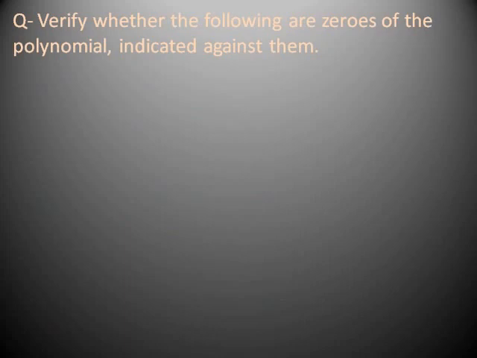So we have the first question: p(x) equals (x plus 1) multiplied by (x minus 2), where x is equal to minus 1 or 2. That means the values of x, minus 1 and 2, are given, and we have to check whether minus 1 and 2 are the zeros of the polynomial p(x). So we will solve it.